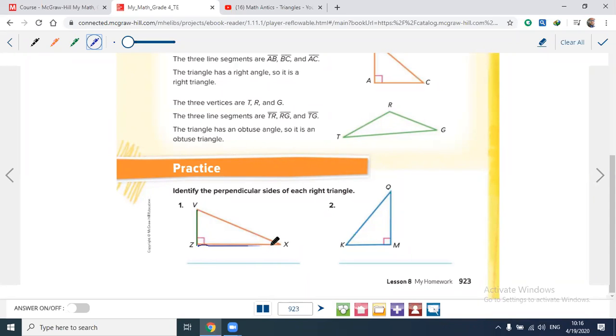No, not equals. They are perpendicular. Yeah, but they should not be equal.